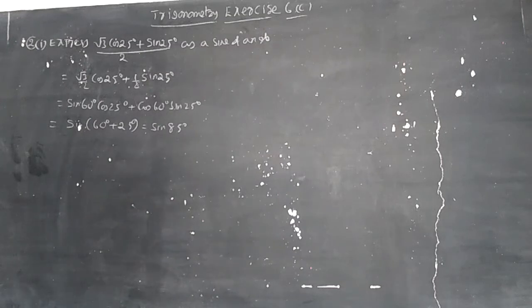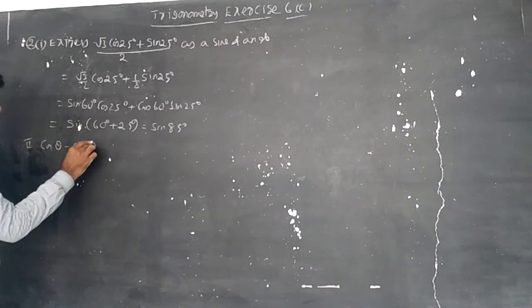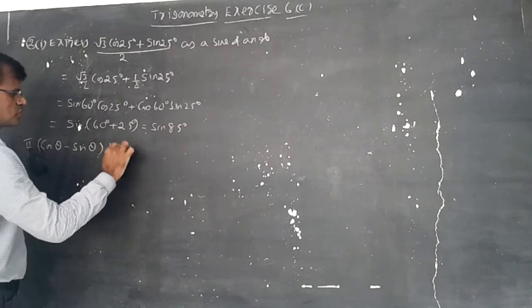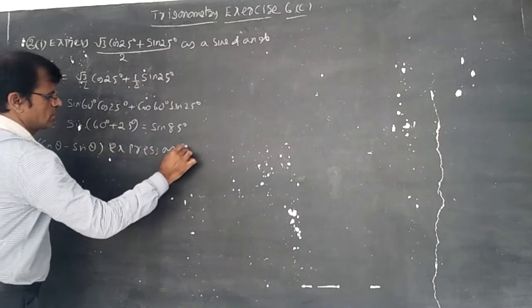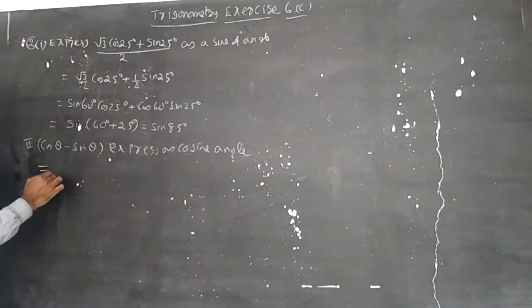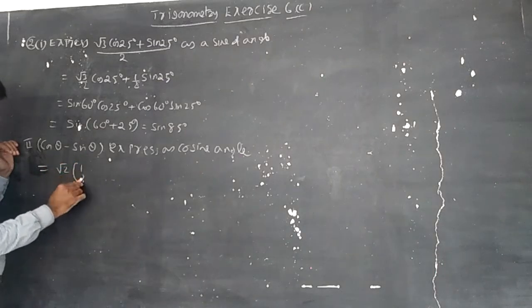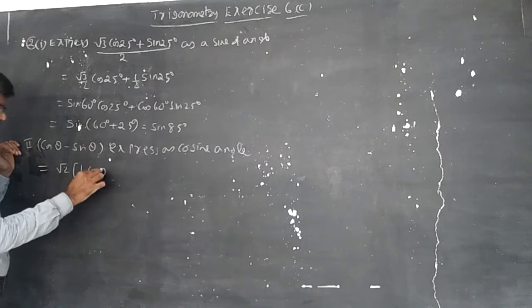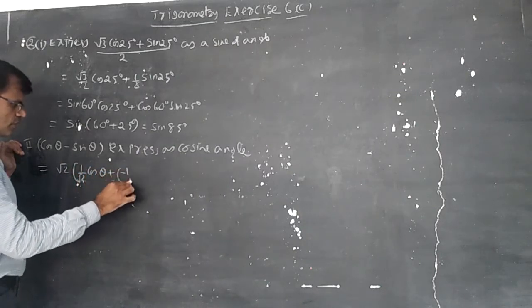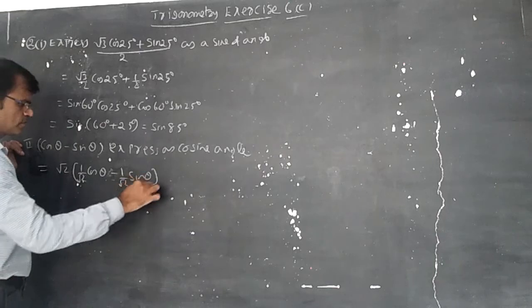Page number 258. Second one, cos theta minus sin theta as a cosine angle. In this second one, cos theta minus sin theta is expressed as a cosine angle. Cosine means cos. You had better multiply and divide with root 2. Root 2 into 1 by root 2 into cos theta plus of minus 1 by root 2 into sin theta.